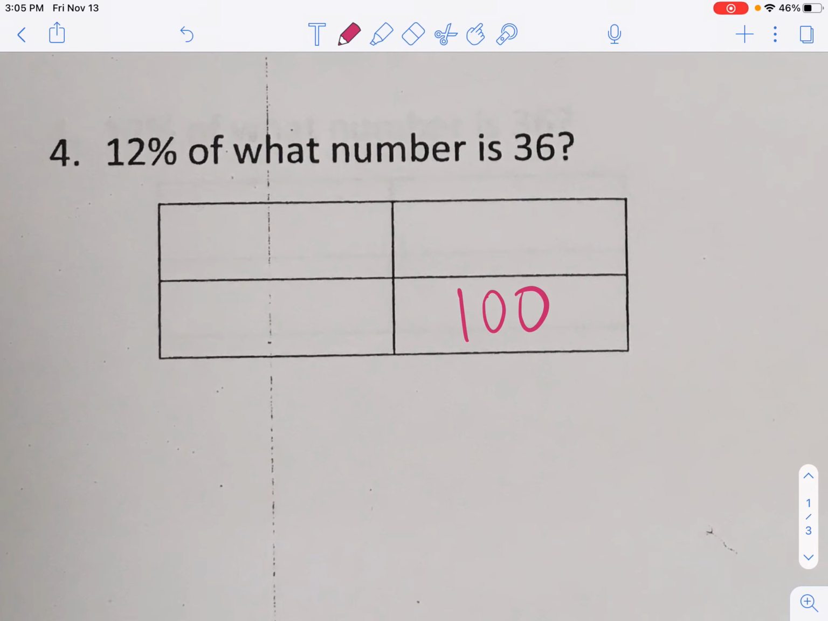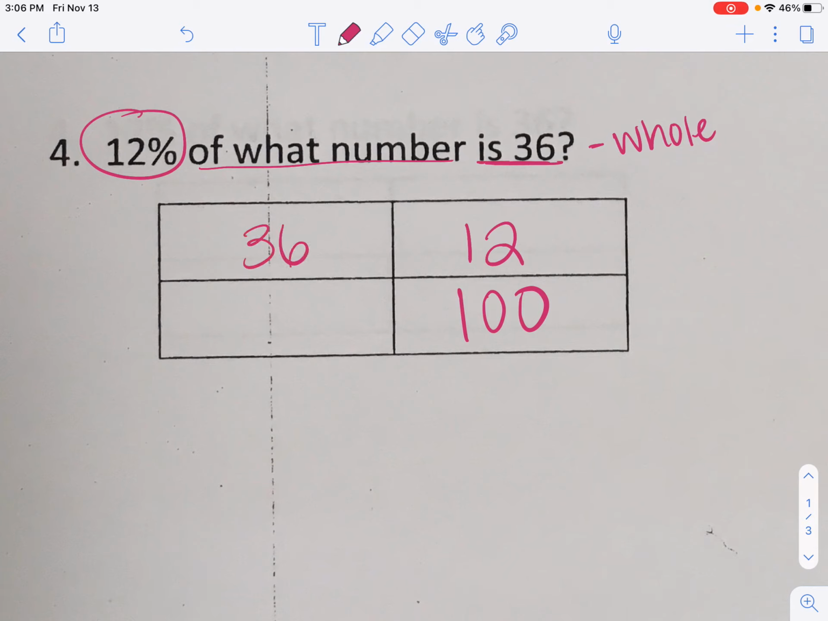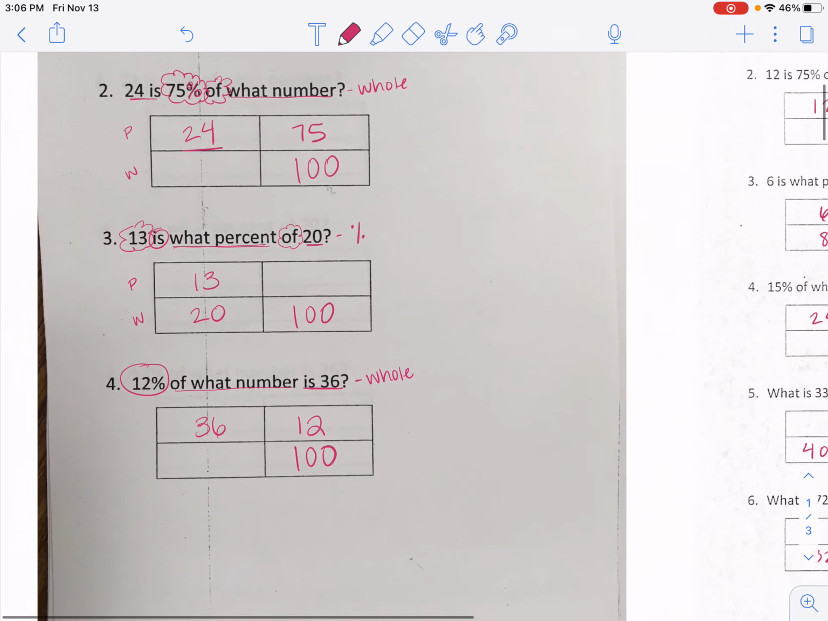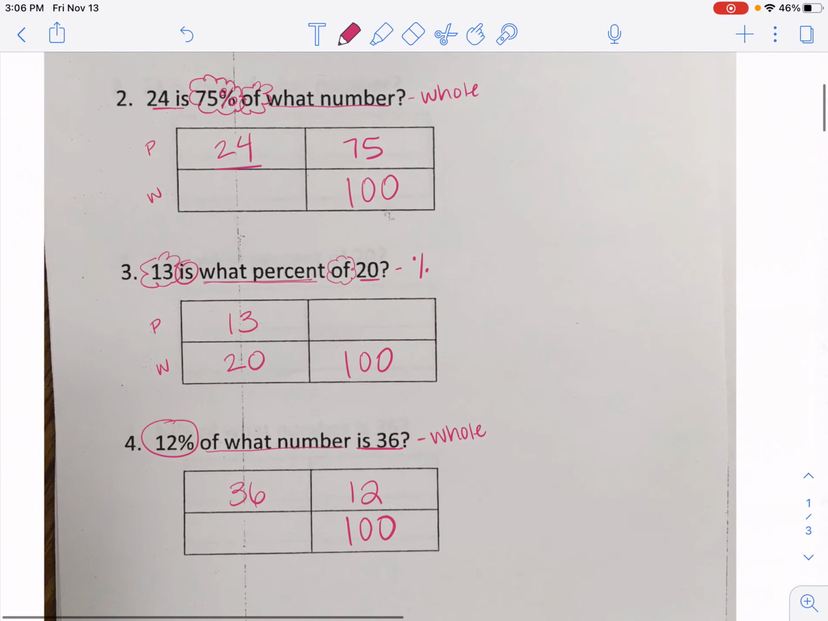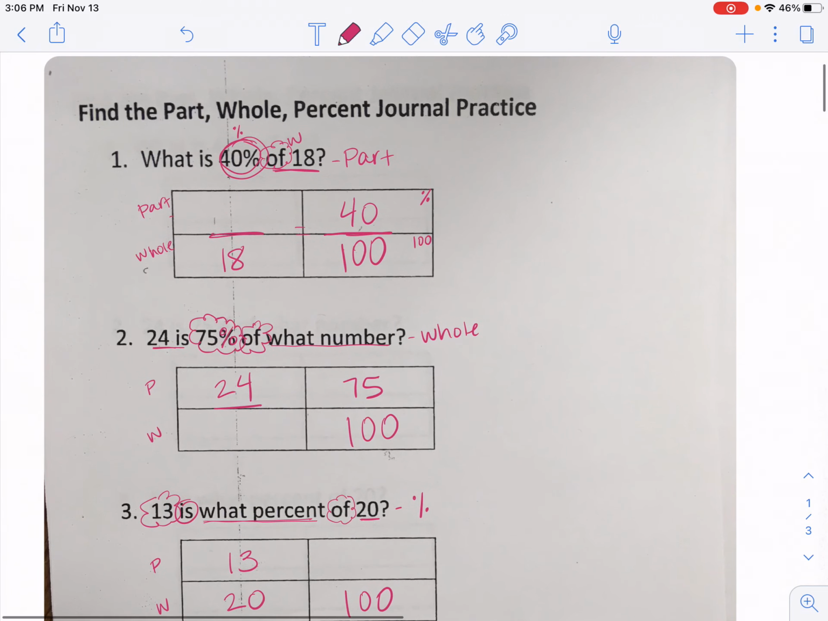12% of what number is 36? I see my percent right here, and I see "is 36," but I see "of what number," which means I don't know my whole. 36 is 12% of what? So 12%, that means 12 goes over 100. And since it says "is 36," that's my part, and I don't know what 36 is 12% of, so that stays blank right there. All right, you're going to try setting them up on your own on the next page. So use this to help you and try to set up the rest of the paper on your own.